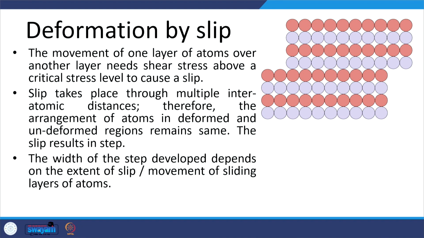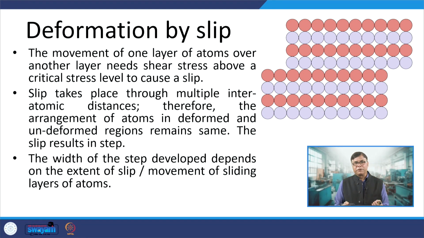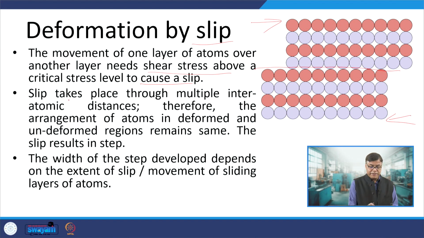Now, the deformation by slip. There are two atomic level mechanisms through which the deformation occurs. The slip is one. The movement of one layer of atoms over another layer of atoms needs shear stresses above a certain level to cause the slip. So, this is an arrangement of atoms, shear stresses are applied, and when these stresses cross a certain limit, one layer of the atoms starts sliding over another layer of atoms. Slip takes place through multiple interatomic distances.